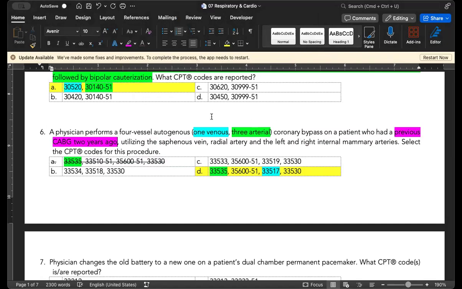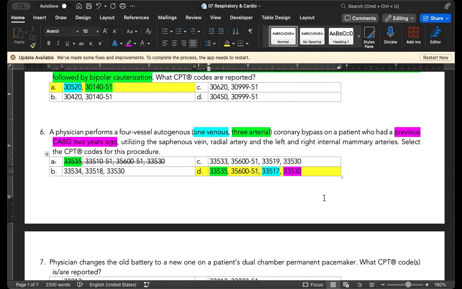Okay. So because it's a reoperation, if you look at your 33530, that's telling us it's the reoperation of your CABG more than 1 month after the original procedure. So we would need to code your 33530.